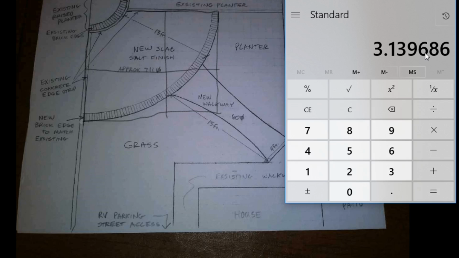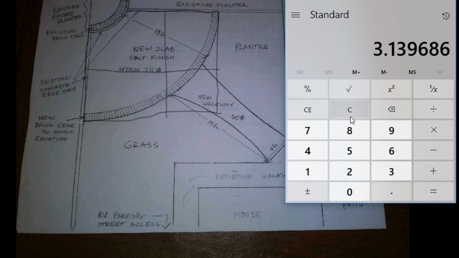This is the best method of going about it, and if you were to get concrete for this job, you always want to definitely order more. So I'd probably go with 3.5, maybe even a little bit more, like maybe 3 3/4.